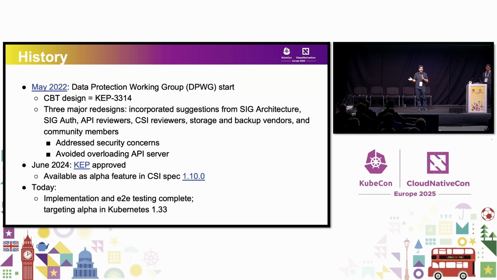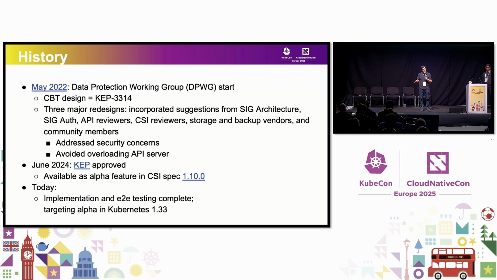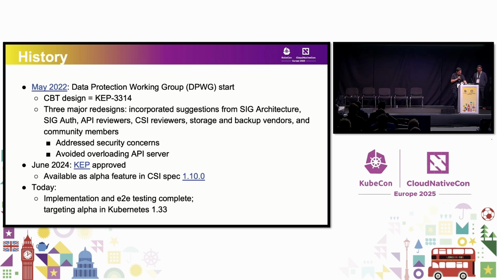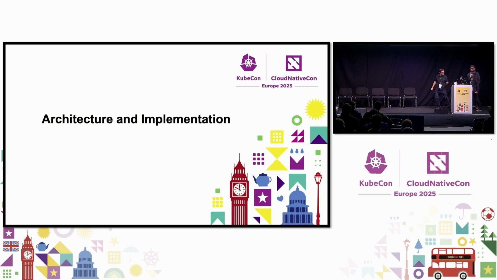It's not been fun, but we've arrived, and we're very excited to have arrived with an implementation in the CSI specification, and now we're finished with the implementation and the end-to-end testing. This is now ready to ship with Kubernetes 1.33 alpha APIs. So we'll talk more about how to adopt it next. But that's where we are. So I'm going to hand over to Xing to explain our architecture and implementation.